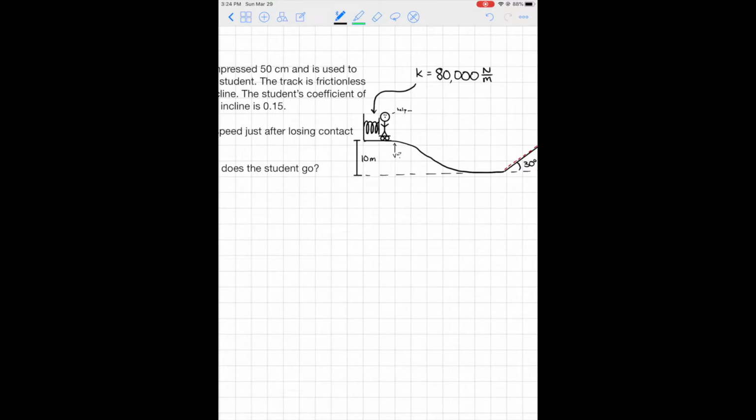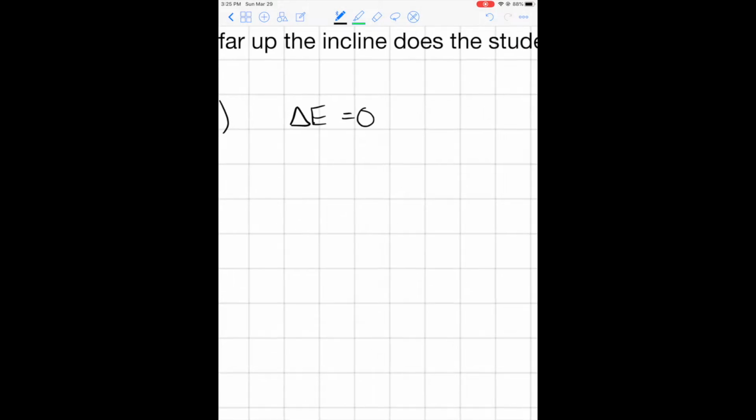Are we interacting with the environment? And I would say no. We are not experiencing any external works. There are no frictional forces yet. So everything that we're talking about is internal work, internal to our system. So what I can say here is delta E equals 0. So this is true. We're going to say that our change in kinetic energy plus our change in potential energies is equal to 0.